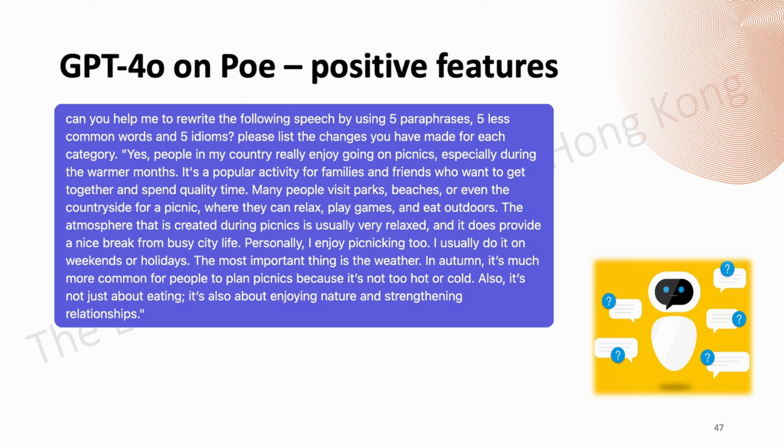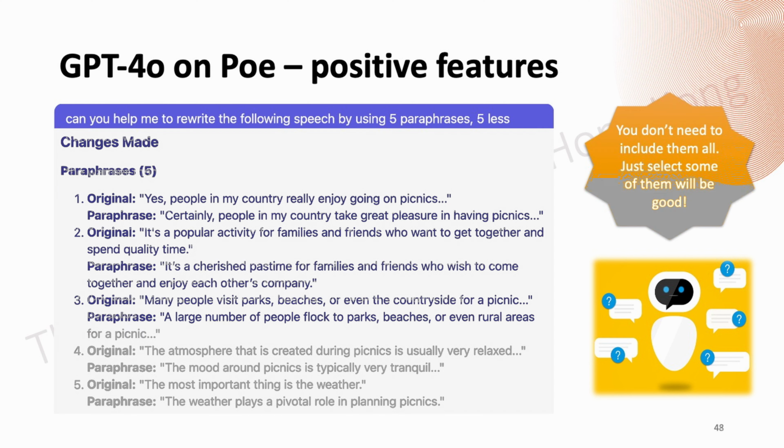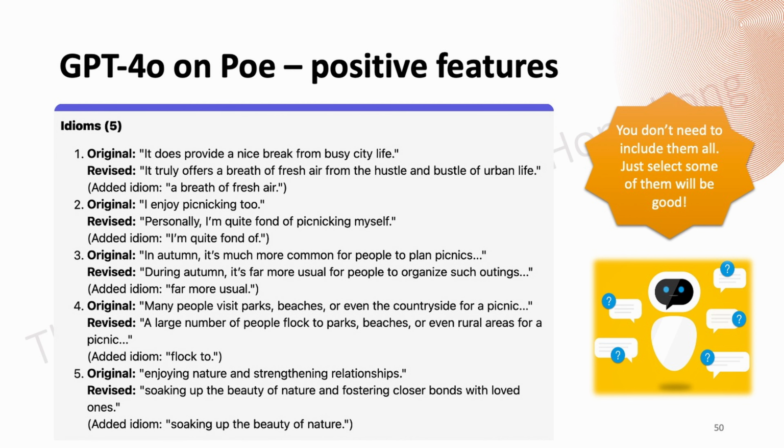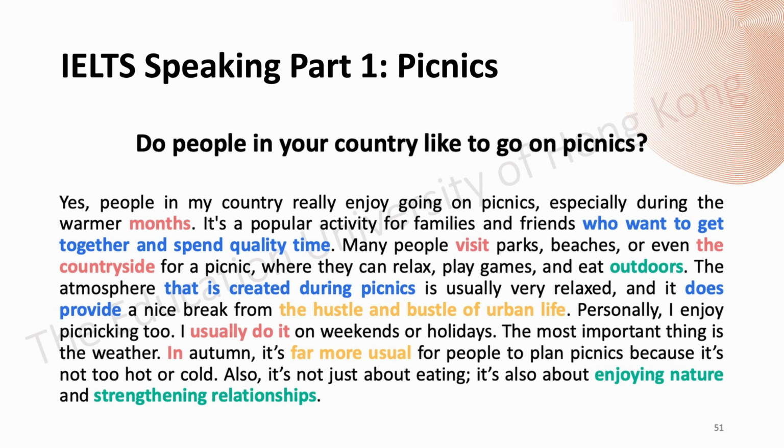The reason for specifying 5 items for each category is that we don't want to be overwhelmed by the response. Since we are responding to a short question, you don't need to include them all. Just select some of them will be good. Like in my example, I just selected 2 from the response as bold in orange.